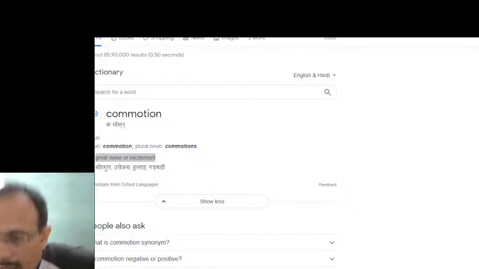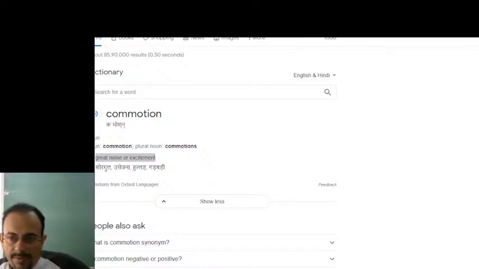You can make a small diary also, because every Saturday we shall go ahead with all this extra stuff, okay? So that is why it's better you make a diary, and you can note these words in the diary. That will be better. So conscientious we got. Commotion also we got something new. Commotion means a great noise, or excitement. Now let's move on to the next one.